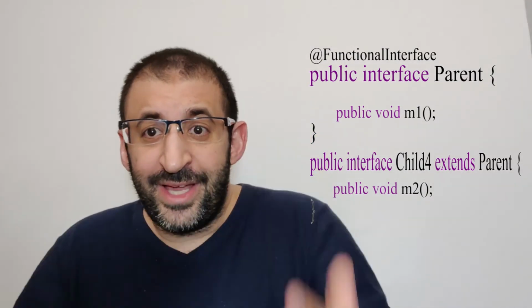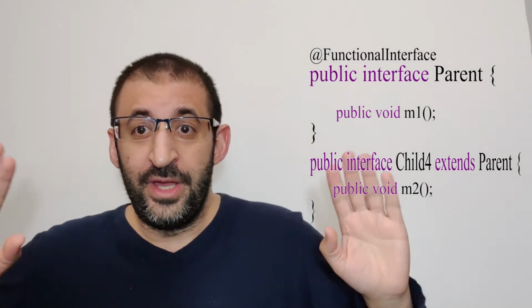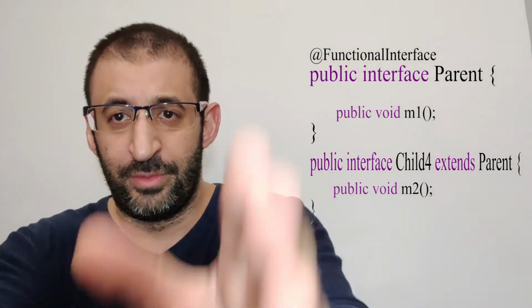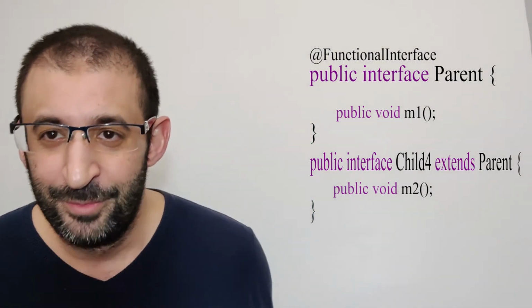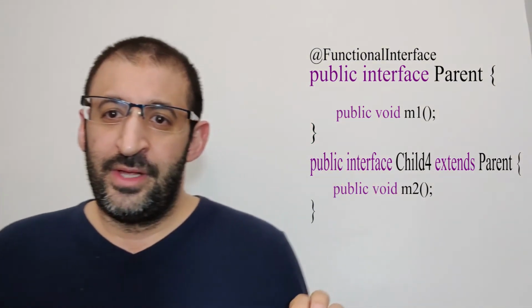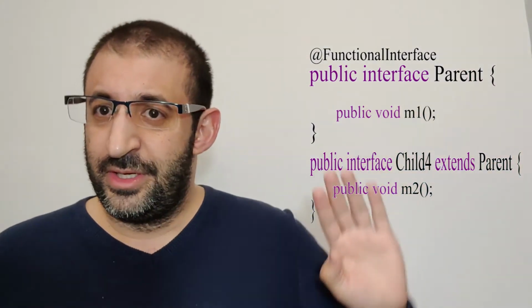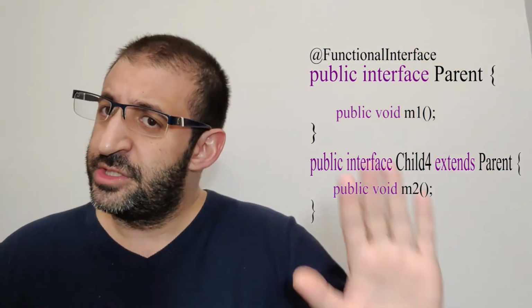No, it's good. Why? Yes, the child contains 2 abstract methods, but I didn't put the annotation functional interface. I don't tell the compiler this child interface is a functional interface. So for it, it isn't an error. It's good. It's a normal interface. It can contain 2 or 1000 or 1 million methods, no problem. It's your problem. Put what you want. As long as you don't put the functional interface annotation, it's good.